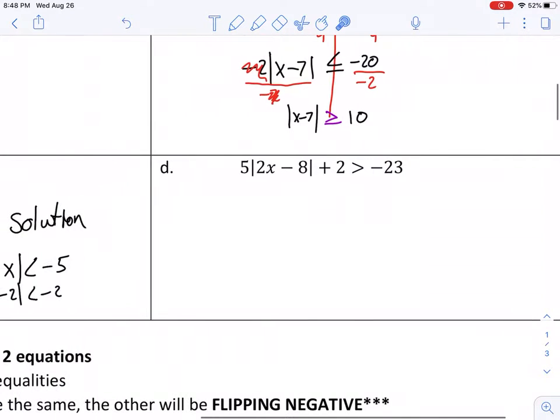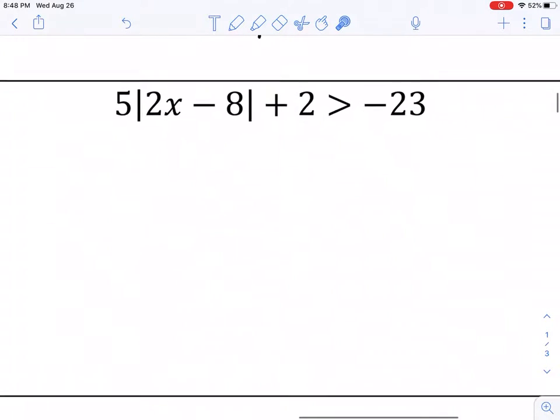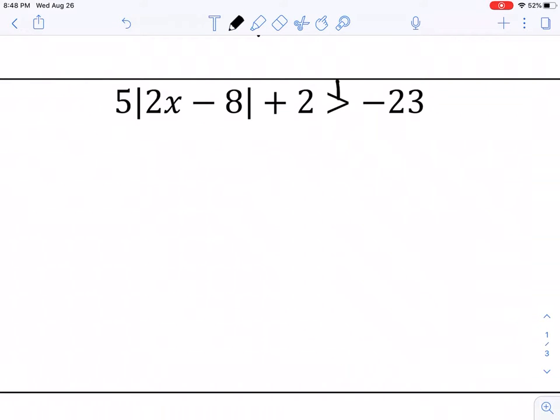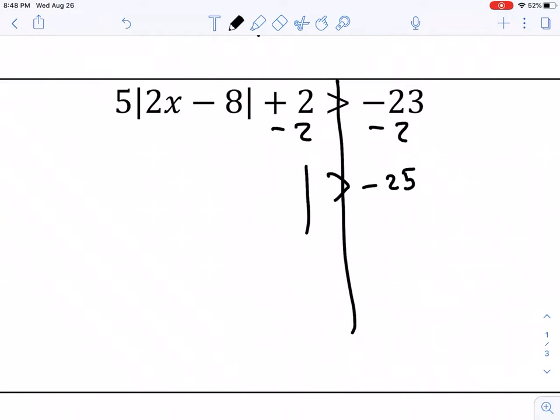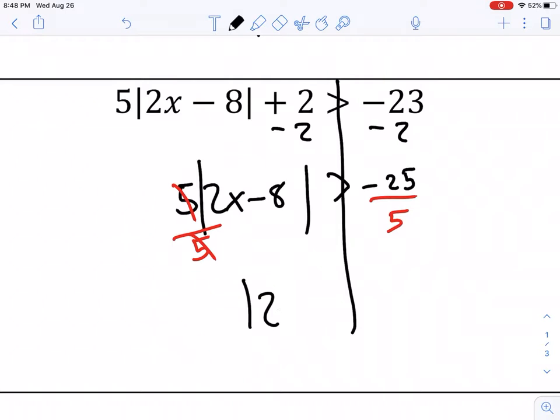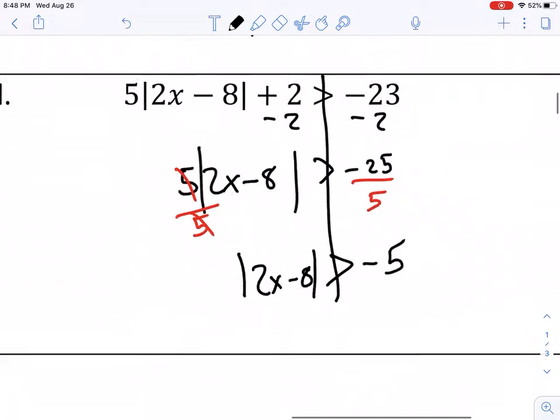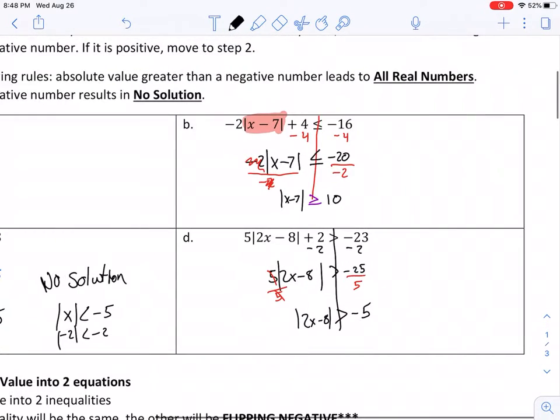I believe this one's going to leave us with a greater than. So let's take a look at this. It's the same problem. It just changed the inequality here. So we're subtracting 2 to both sides. Negative 25. I'm just rewriting my work. I'm now dividing 5 to both sides, even though that's a crazy looking 5. Those cancel, and now my absolute value of 2x minus 8 is greater than negative 5. And this would result in all real numbers.